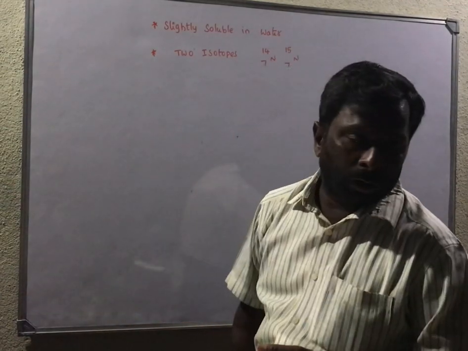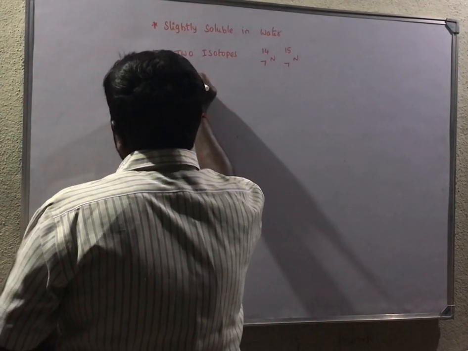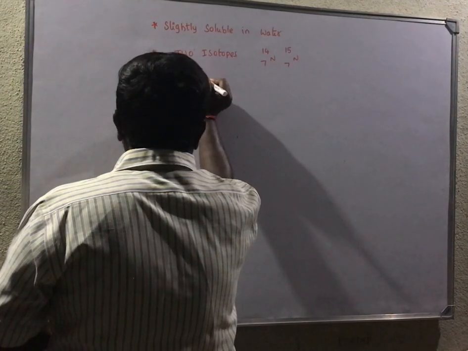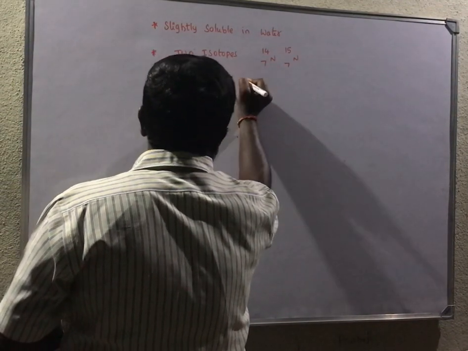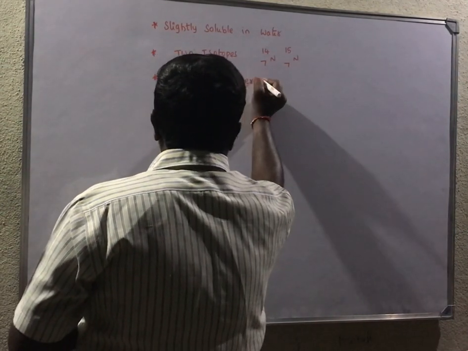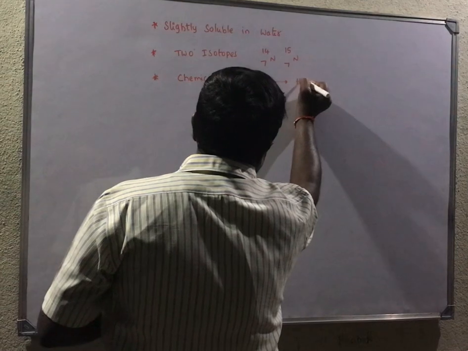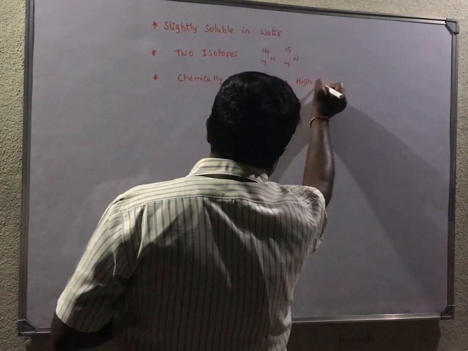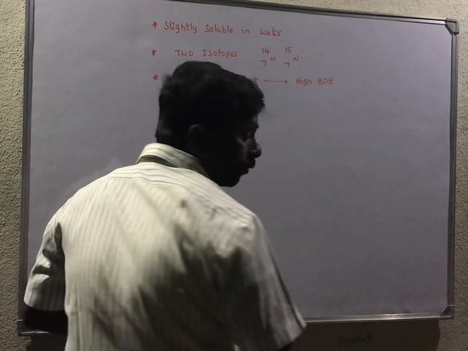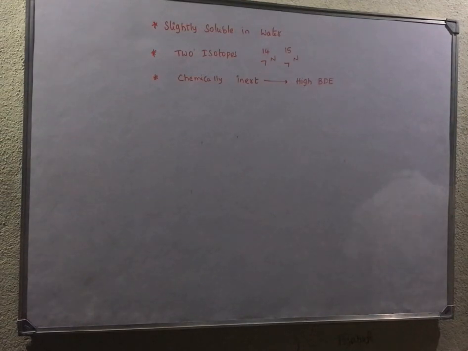Two types of isotopes. Then dinitrogen is chemically inert. What is the meaning of chemically inert? It means it does not take part in chemical reactions. What is the reason? As discussed yesterday, it is the high bond dissociation energy. Due to high bond dissociation energy, nitrogen is chemically inert.